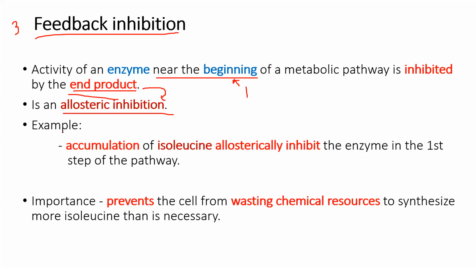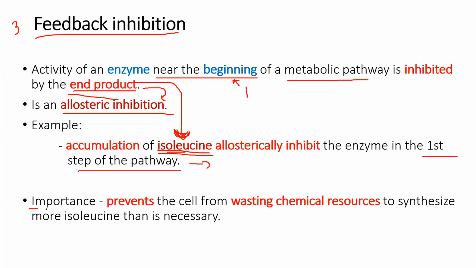So example, accumulation of isoleucine allosterically inhibit the enzyme in the first step of the pathway. First step of the pathway, it involves the first enzyme. Okay, metabolic pathway is a reaction that occurs inside cells that involve many enzymes. Okay, several enzymes in the reaction. So what is isoleucine? Isoleucine is the end product that will become the inhibitor for the first enzyme.